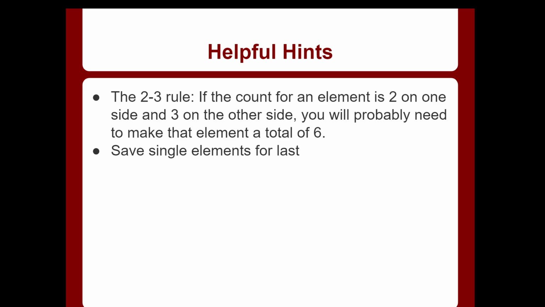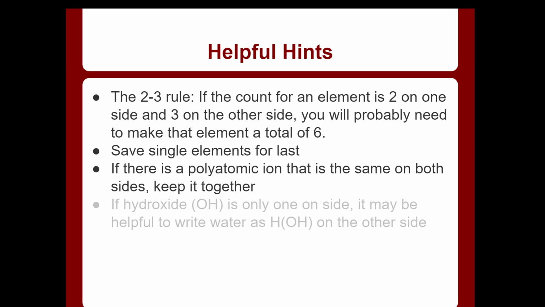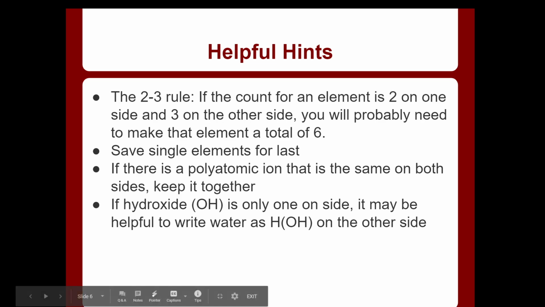You want to save any single elements that you have for last because those are going to be your easiest to balance. If there is a polyatomic ion that is the same on both sides, you're going to want to keep that together. If you have hydroxide on only one side, it might be easier for you to go ahead and change water to be HOH, okay? This is a really big one here, okay? It saves so much time to go ahead and think about water like that.